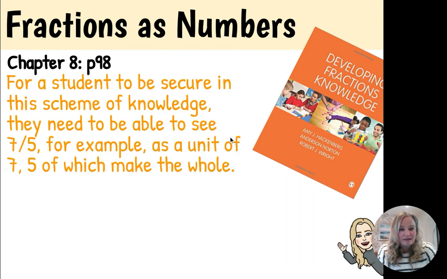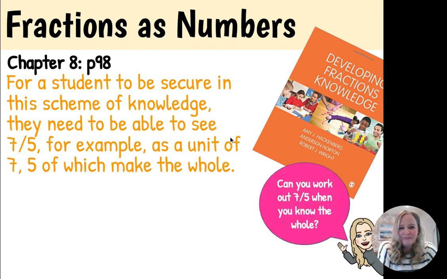So chapter 8, which is page 98 of the book, says for a student to be secure in this scheme of knowledge, they need to be able to see 7/5, for example, as a unit of 7, 5 of which make the whole, which is what we explored in earlier courses, but chapter 8 really delves deeper into that, with the children seeing that unit as a number in its own right. So we've looked at this before, so just a little bit of revision.